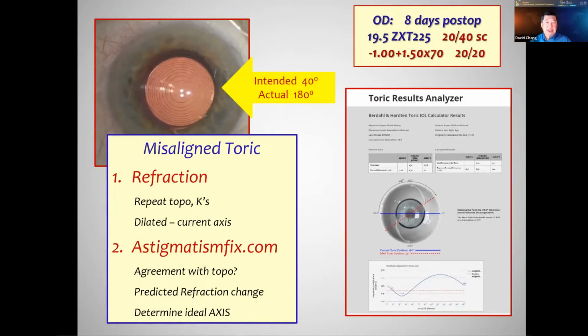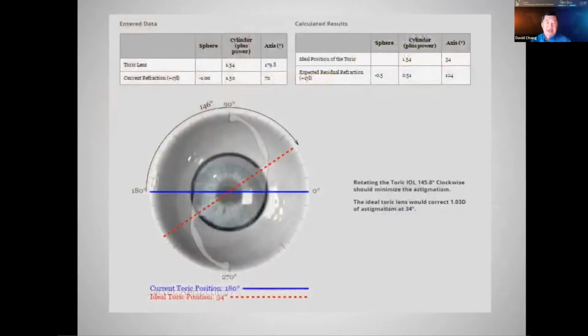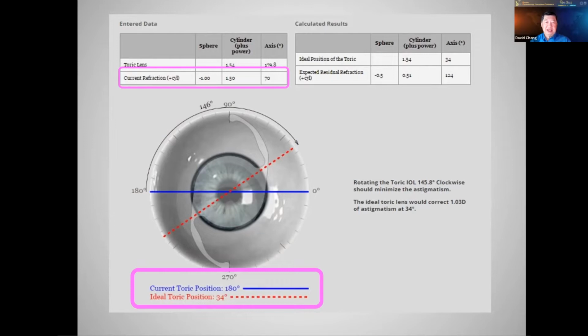And then we use, in this case, an online calculator that's free, astigmatismfix.com. And we plug in the data. And what we then find is that the ideal axis is, based on the data, 34 degrees. And what's nice is you can see that the current refraction and what would be predicted using vector analysis by rotating the lens, and it cuts my cylinder by 1 diopter. So we're going to rotate the lens.